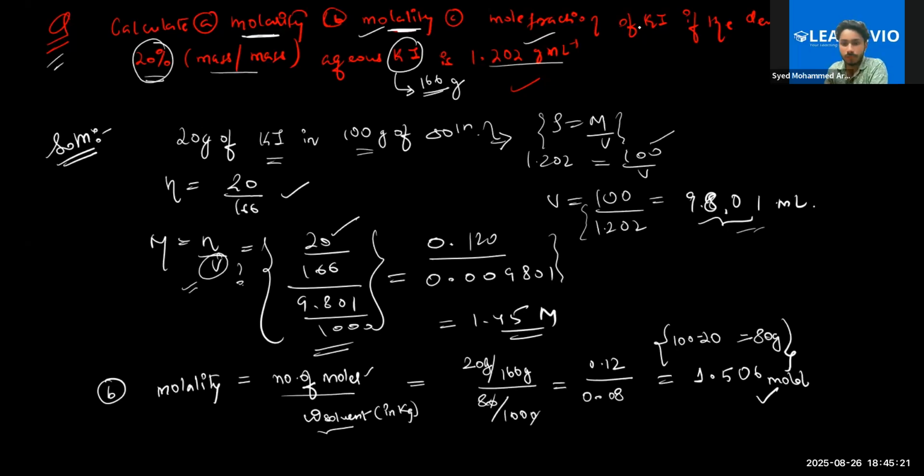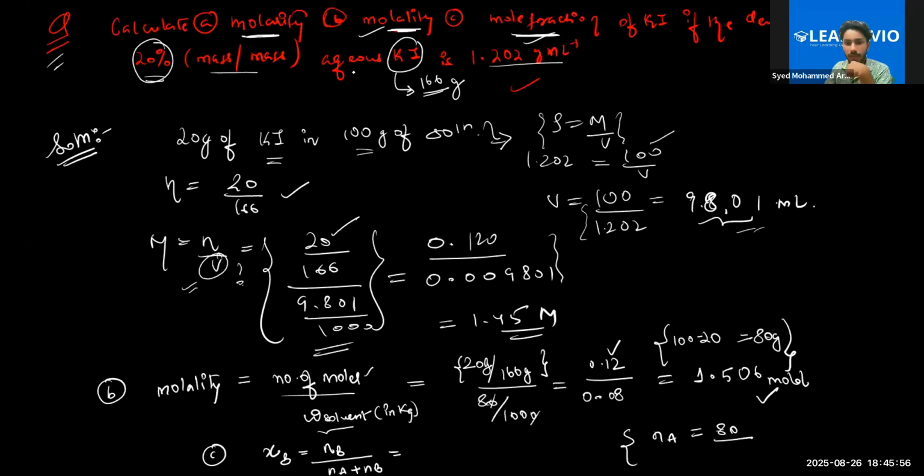Now let's move on to the next part, which is the mole fraction. In order to find the mole fraction, we have already found the moles of my solute. For the mole fraction of my solute, I need the moles of my solute divided by the moles of my solvent plus the moles of my solute. So how do we find the moles of the solvent? Just divide the 80 by the molar mass.